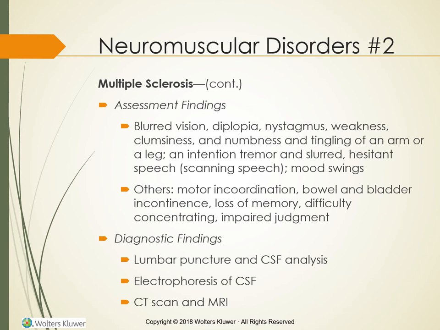Diagnostic findings. Early diagnosis is difficult because symptoms are vague and in some cases temporary. A lumbar puncture and CSF analysis reveal an increased WBC count. Electrophoresis of the CSF, a technique for electrically separating and identifying proteins, demonstrates abnormal immunoglobulin G bands described as oligoclonal bands. The bands appear separated rather than homogeneous, which is the normal finding. A CT scan and MRI may or may not disclose lesions in the brain's white matter.